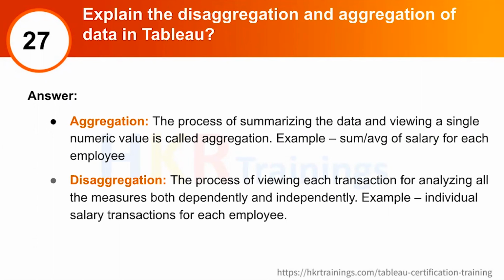Disaggregation is the process of viewing each transaction for analyzing all the measures, both dependent and independent, like the individual salary transaction of each employee. It's a separate thing, disaggregation. Aggregation means the sum of all the salaries of employees, and disaggregation is each employee. So whenever there is each individual record, it's disaggregation, whereas at an aggregated level, all salary, it's an aggregation.